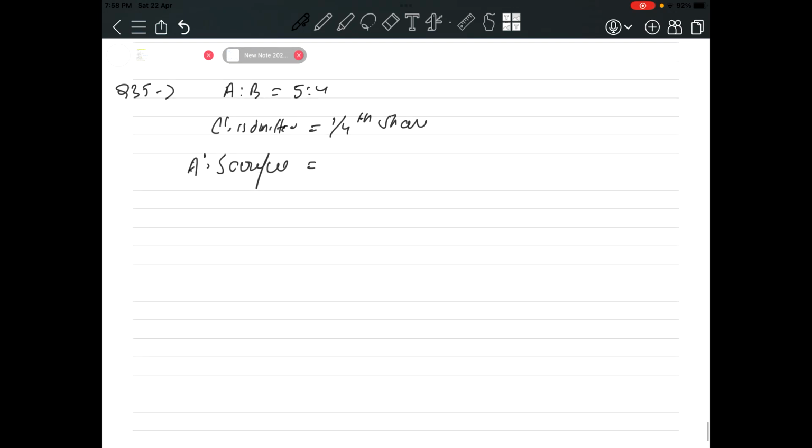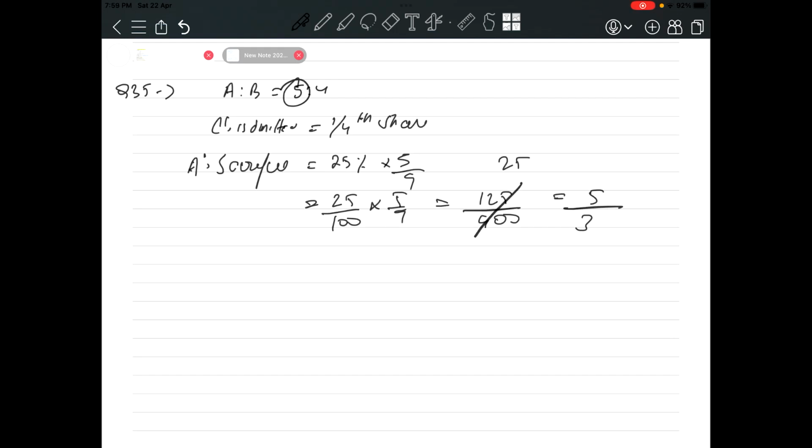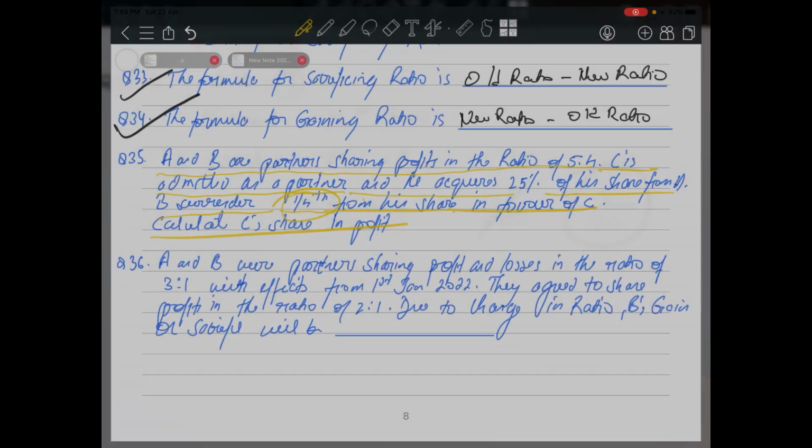So how will we find out? 25% into what is A's share? 5/9, right? So let's solve this. 25 by 100 into 5 by 9. This will be 125 by 900. If you reduce this by 25, you will get 5 by 36. I hope this is clear. So A's sacrifice in favor of C is 5 by 36.